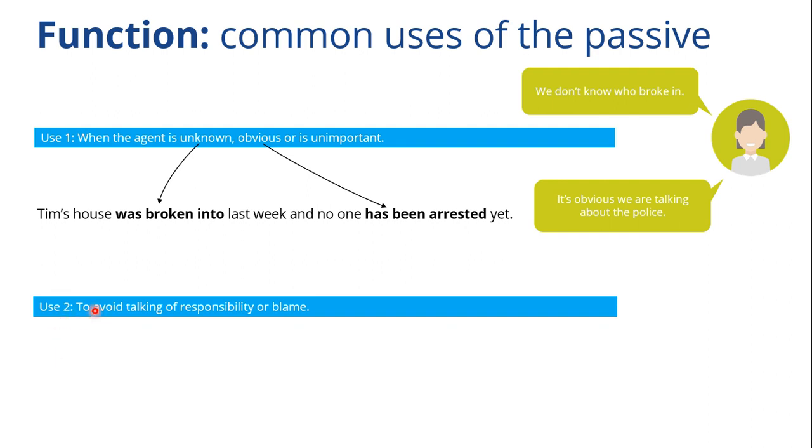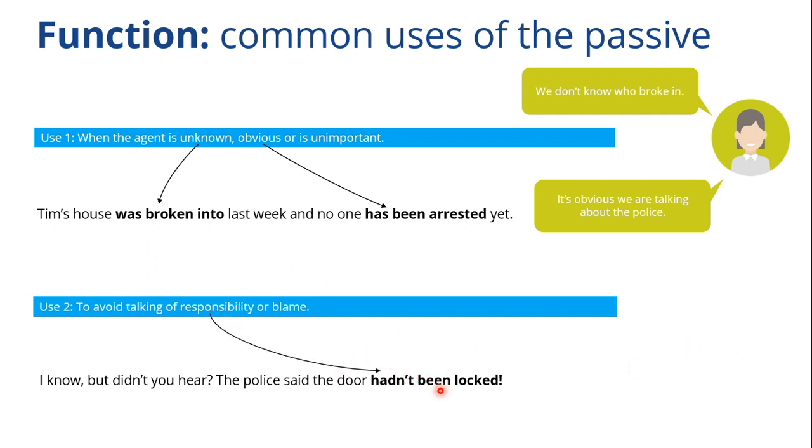The next one, to avoid talking of responsibility or blame. Sometimes we don't want to blame someone else. We don't want to talk about who is responsible for that. And that is the use of the passive expression here. I know, but didn't you hear? The police said the door hadn't been locked. Here, you avoid saying or talking about who was responsible or who to blame in this situation.